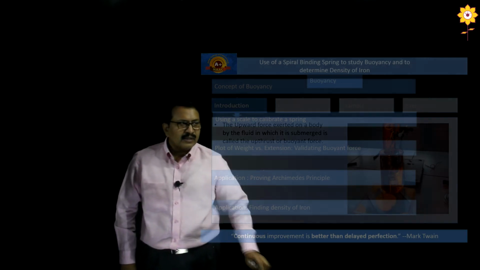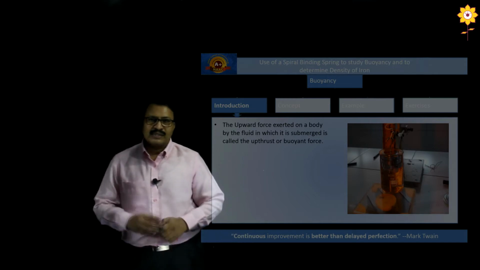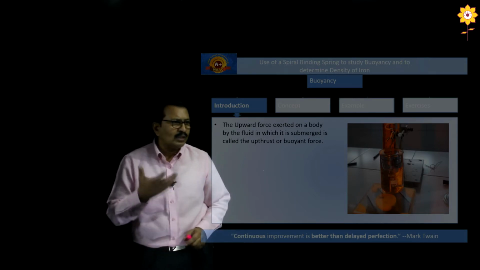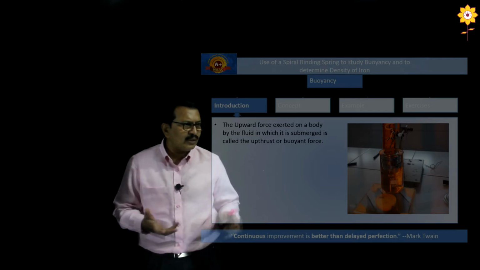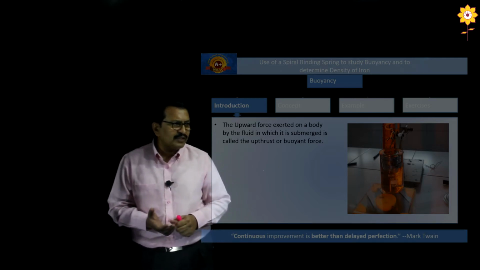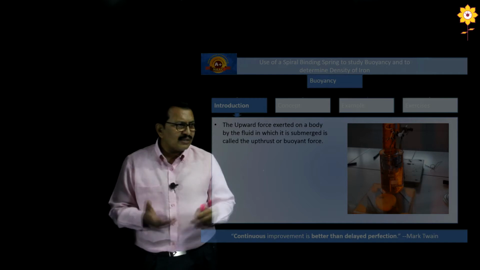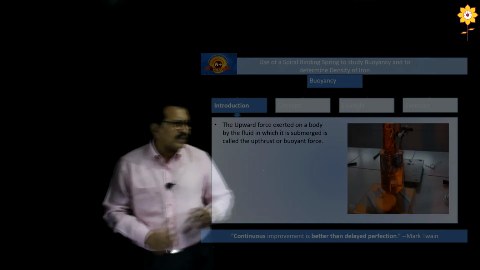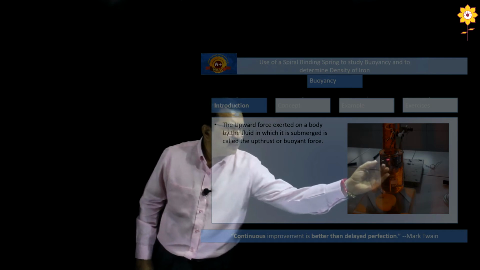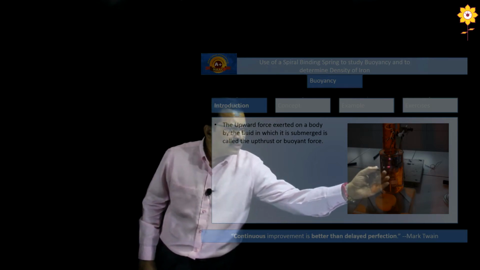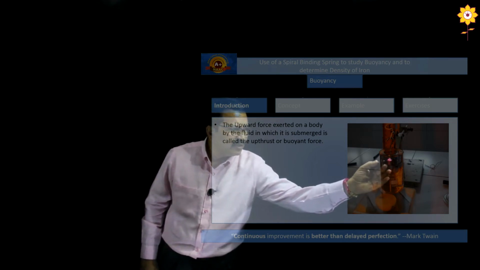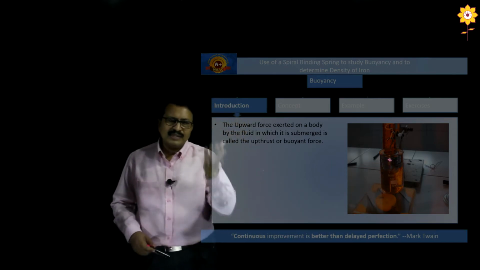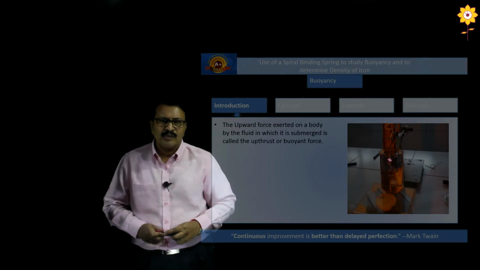First of all, let us understand what we mean by buoyancy. Buoyancy is nothing but the upward force that is exerted on a body by the fluid in which it is submerged, and this is called the upthrust or the buoyant force. As you see over here, the weights are actually dipped in the water, and because of this an upward thrust is built up.